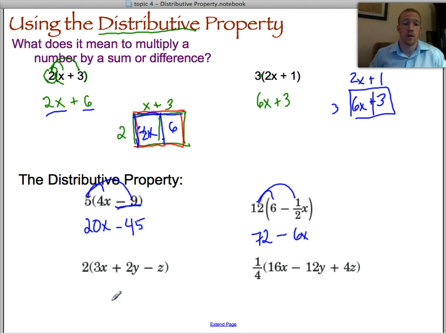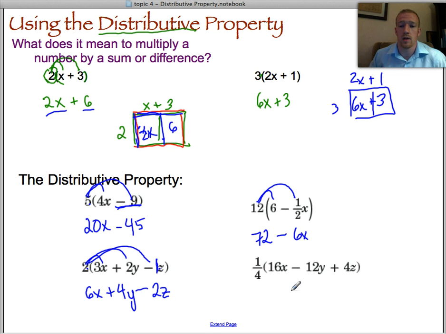That's it. If there's more than two numbers in here, that's fine. You just distribute it to everything. 2 times 3x is 6x. 2 times 2y is 4y. 2 times a negative z. Well, there's no number here, but it's understood to be a 1z if you need to put a number there to make yourself feel better. That would be a 2 times 1z is negative 2z there.